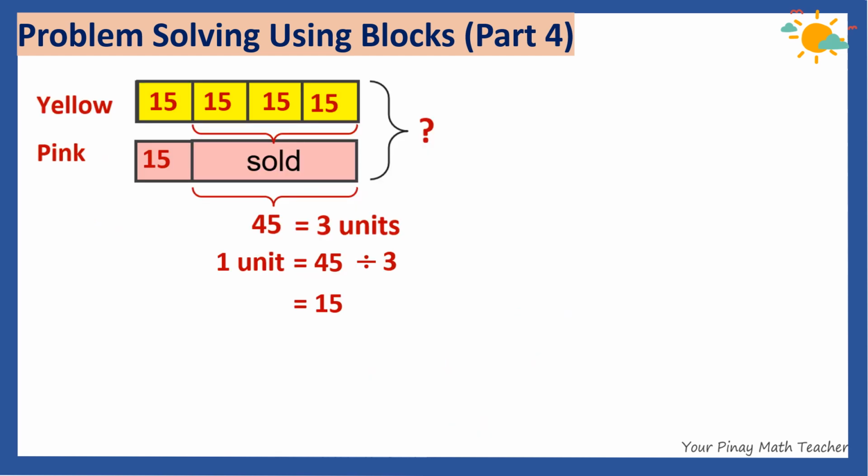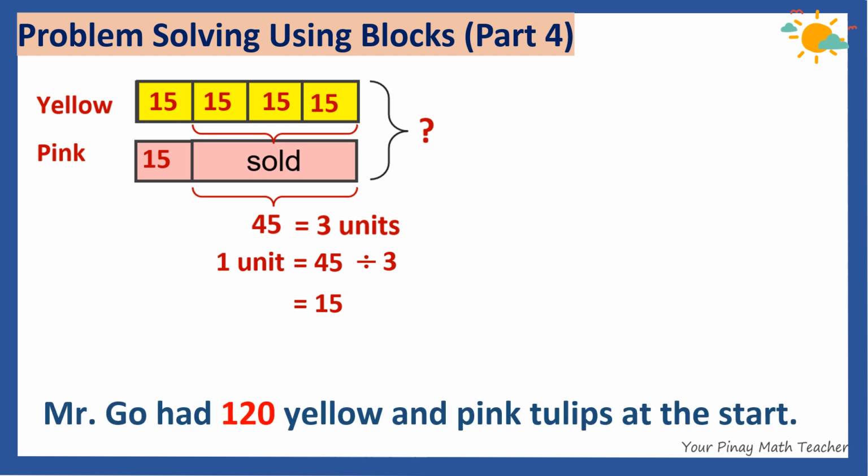What is now the answer? How many yellow and pink tulips did Mr. Go have at first? Can you give me your answer? Yes, you're right. Mr. Go had 120 yellow and pink tulips at the start. Do you know that there are many ways to get 120? I can show you 4 ways.